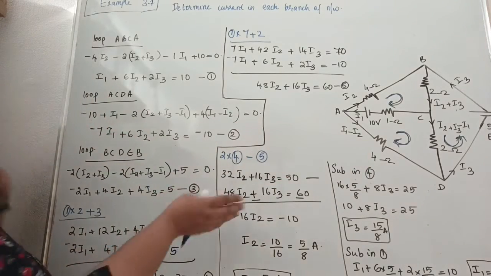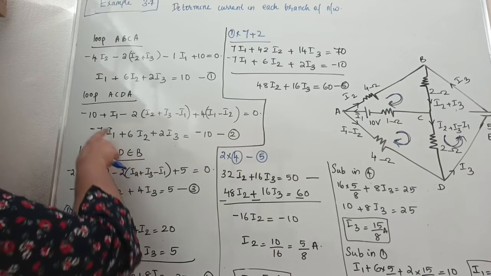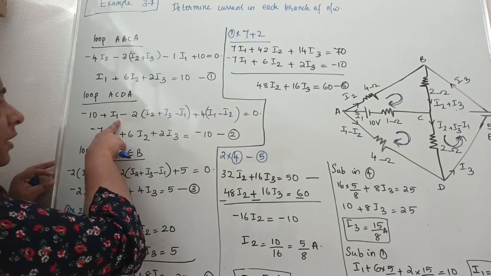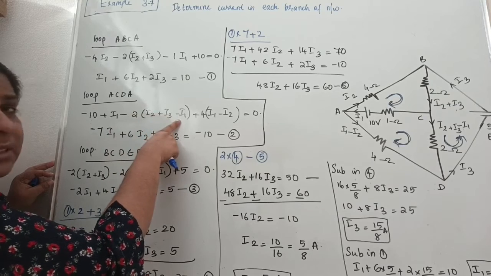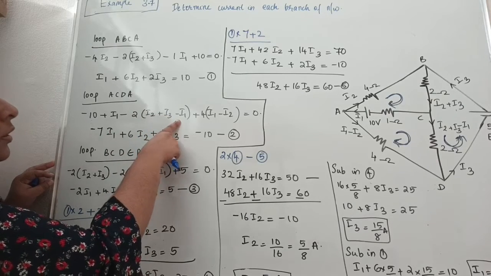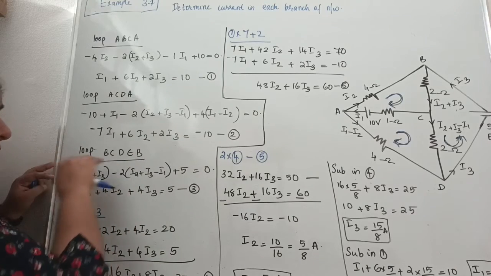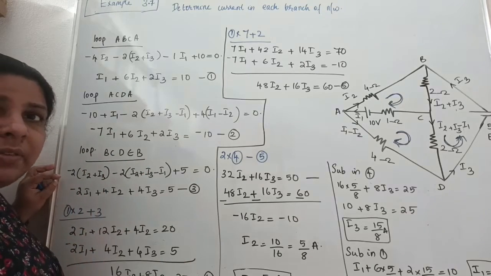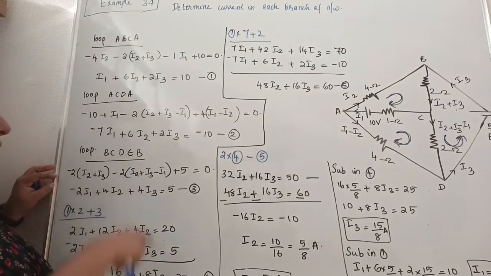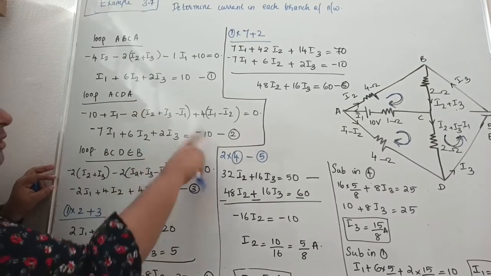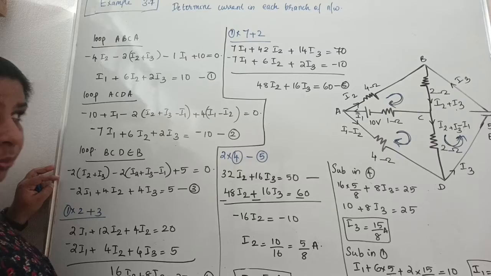Then I took the current terms to one side and simplified. Here I1 is there, then minus into minus is plus, so plus 2I1 plus 4I1. In total you will get 7I1, and I will take it to the other side, so it will become minus 7I1. So plus 6I2 plus 2I3 is equal to minus 10. That is my second loop equation.